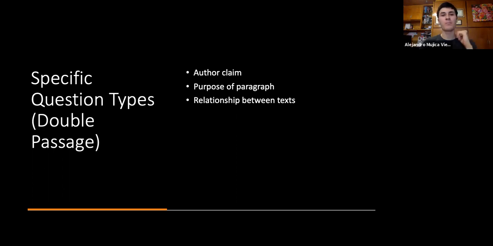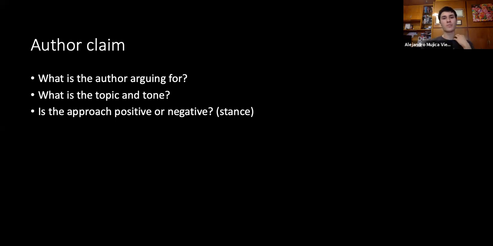Okay, so author claim. This is basically the same as the central claim. I just called it another thing because it's two passages instead of one. So there's really two central claims that you have to compare. But the author claim question is the same as the central claim question. What is the author arguing for? What is the topic and the tone? Is the approach positive or negative? Their stance. Pretty straightforward and the same as the other one. So if you understood the other one, this should be the same.